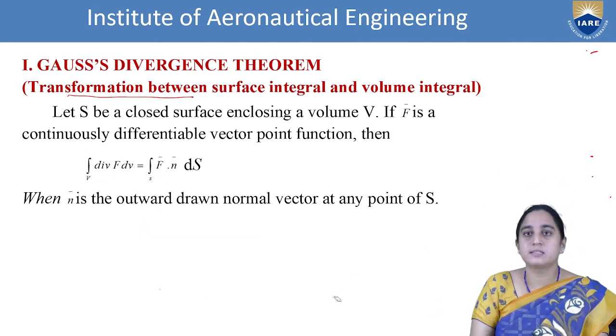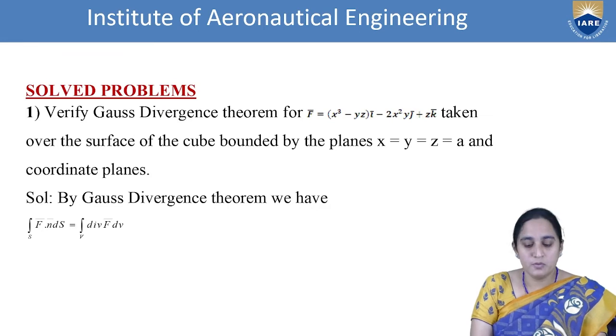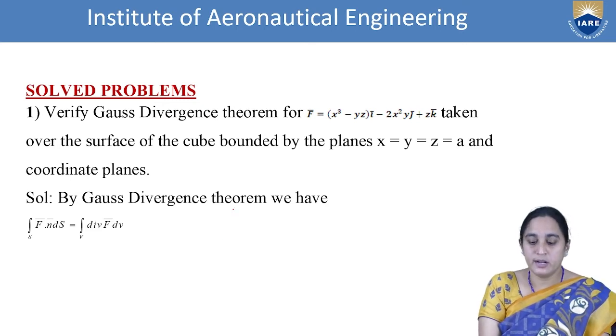Okay. Now I'll start with the first question from the Gauss Divergence Theorem. Solved problems. Verify Gauss Divergence Theorem for f bar equal to x cube minus yz into i bar minus 2x square y into j bar plus z into k bar, taken over the surface of the cube bounded by the planes x equal to y equal to z equal to a and the coordinate planes.